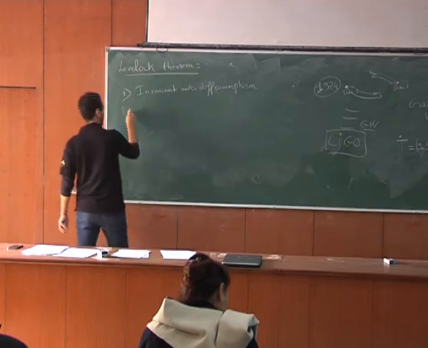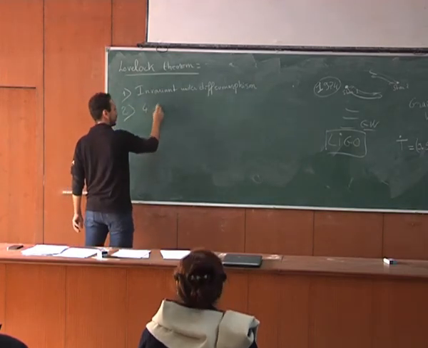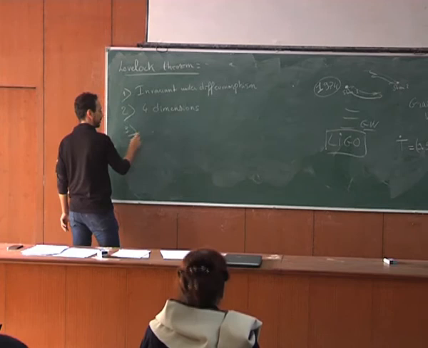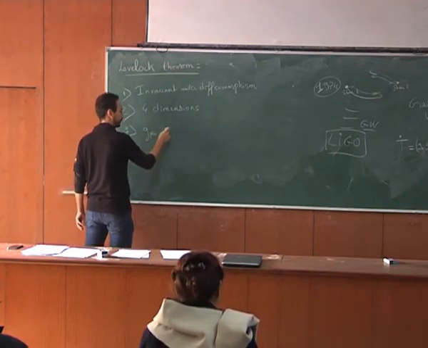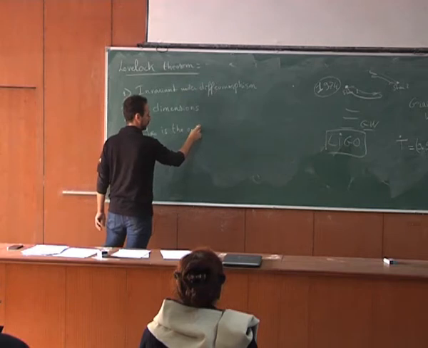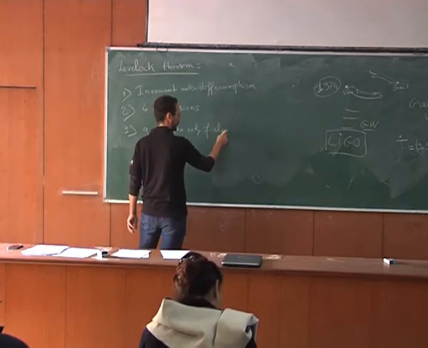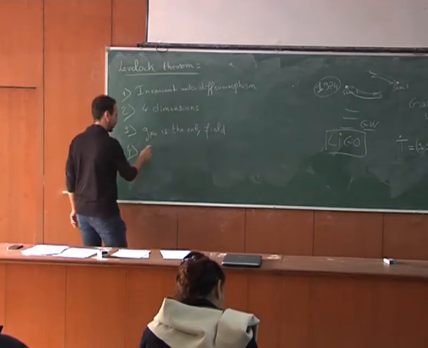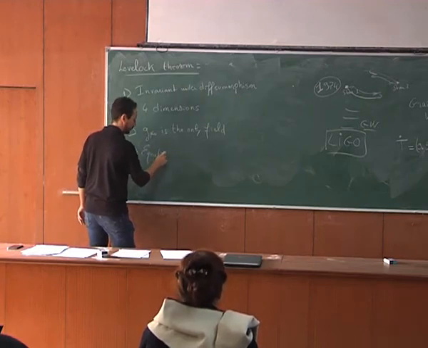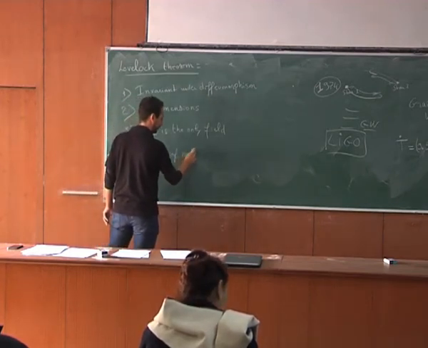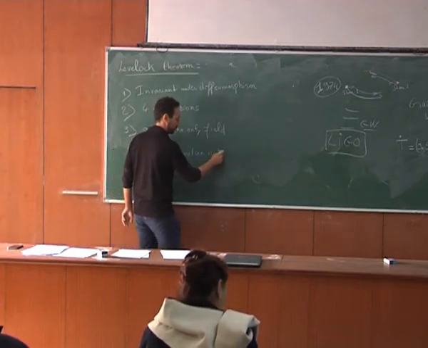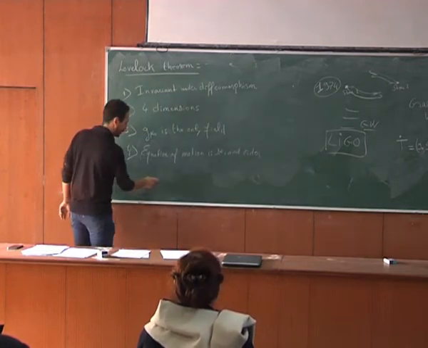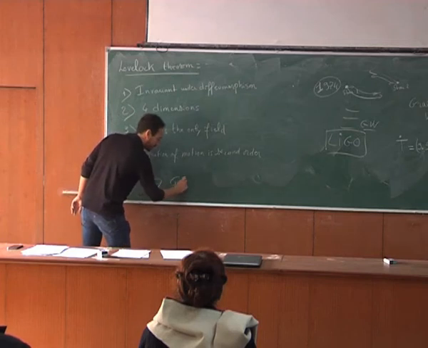The second assumption is that you consider that the space-time has 4 dimensions. The third condition is that the metric is the only field that you have. And the fourth condition is that the equation of motion is second order. If you have these four conditions, the only theory is general relativity.